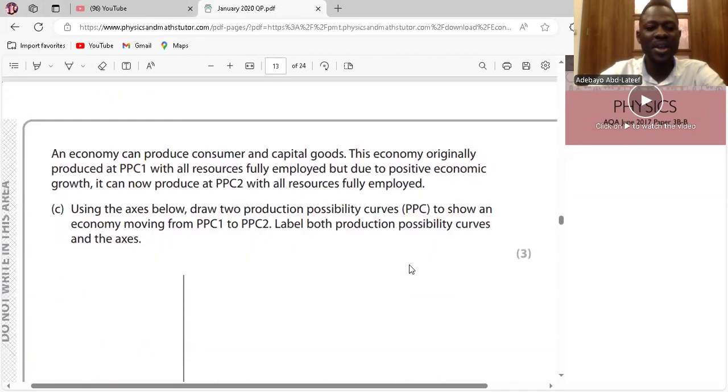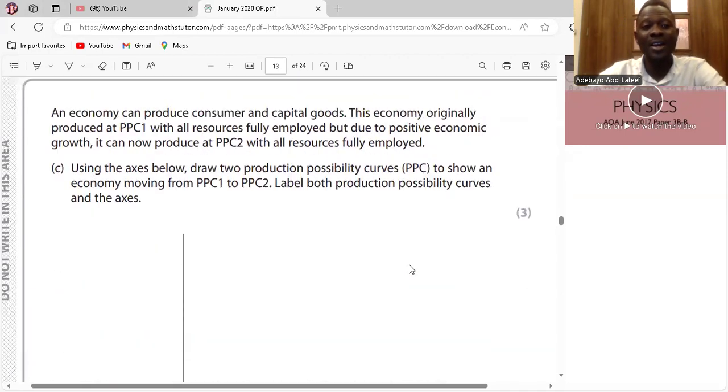Question C. Are you there? Yes. An economy can produce consumer and capital goods. This economy originally produced at PPC1 with all resources fully employed, but due to positive economic growth, it can now produce at PPC2 with all resources fully employed. That means the PPC curve has shifted outward. We call it outward shift.